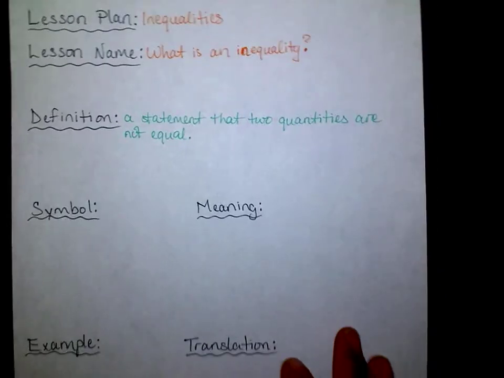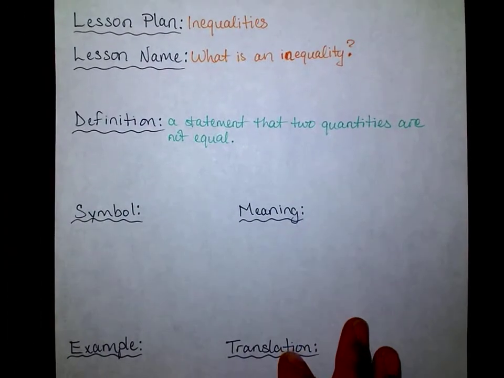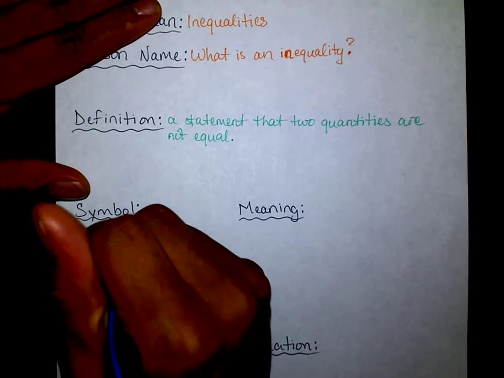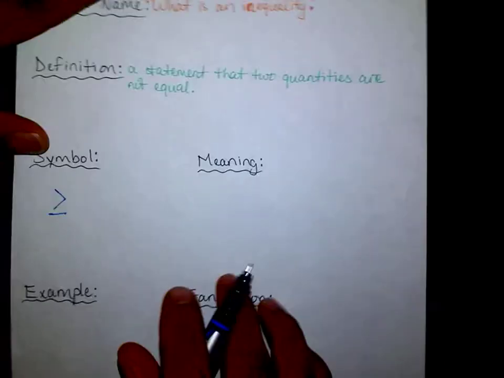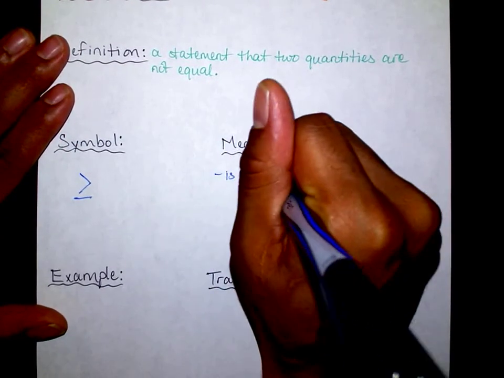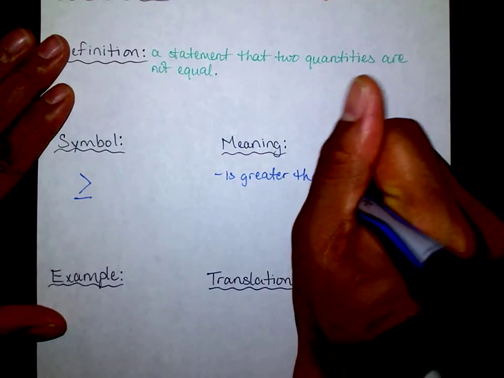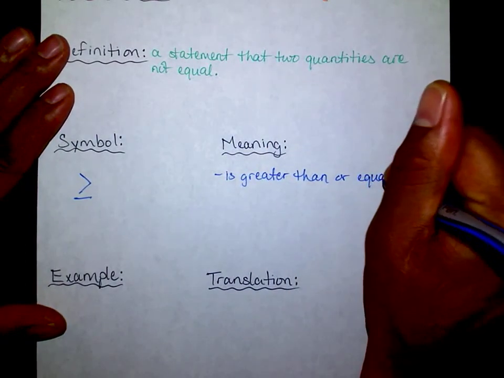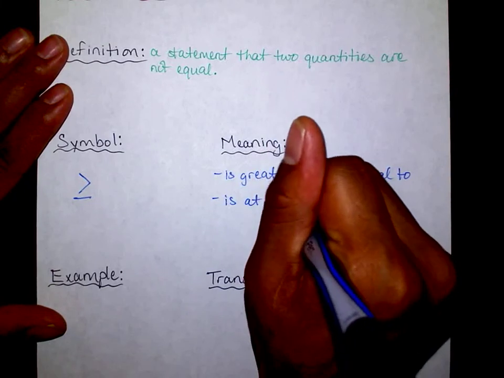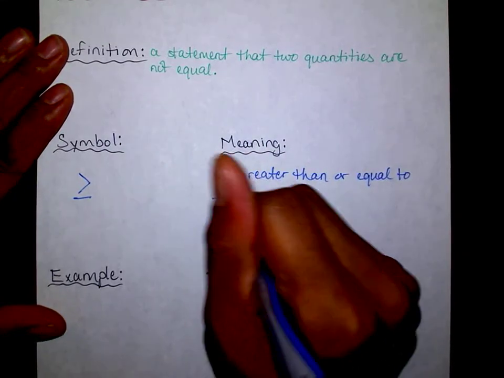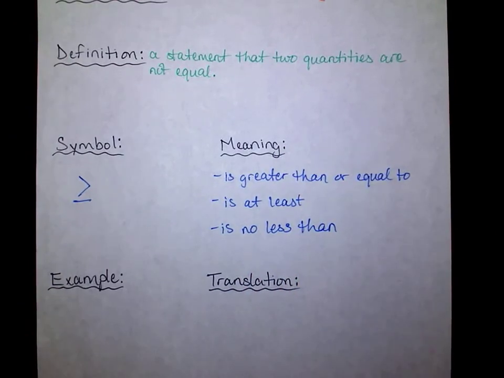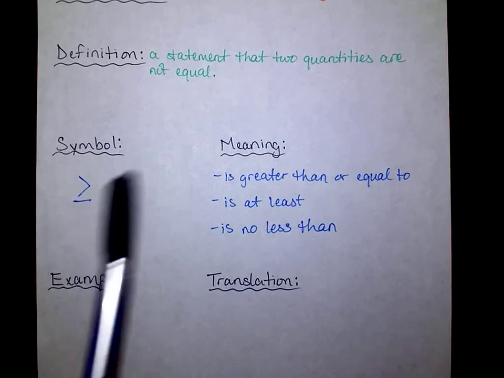Alright, here's the next one. And the last symbol that we're going to talk about today is this symbol here. And most of us already know that this means is greater than or equal to. Another one is at least. And the last one is no less than. All of those mean this right here, which means is greater than or equal to.